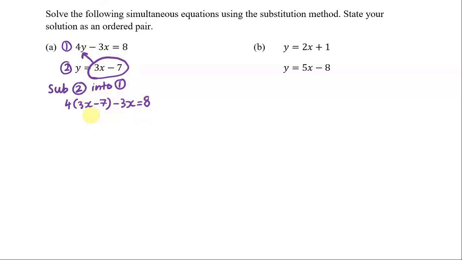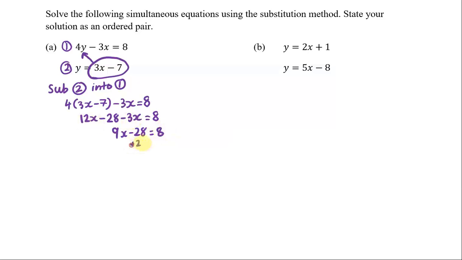Now we need to solve for x, so we expand our brackets. 4 times 3x is 12x, minus 4 times 7 is 28, take 3x stays, equals to 8. We collect up our like terms on the left. 12x take 3x gives us 9x, minus 28 equals 8. We just collected up our like terms.